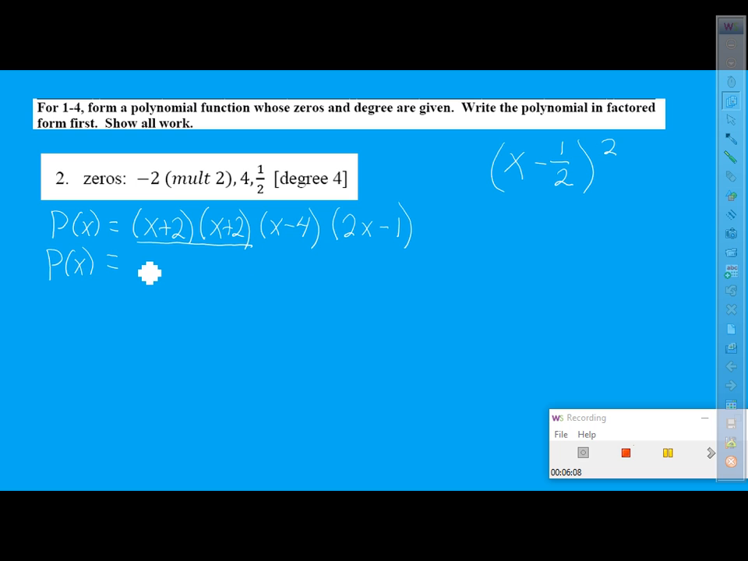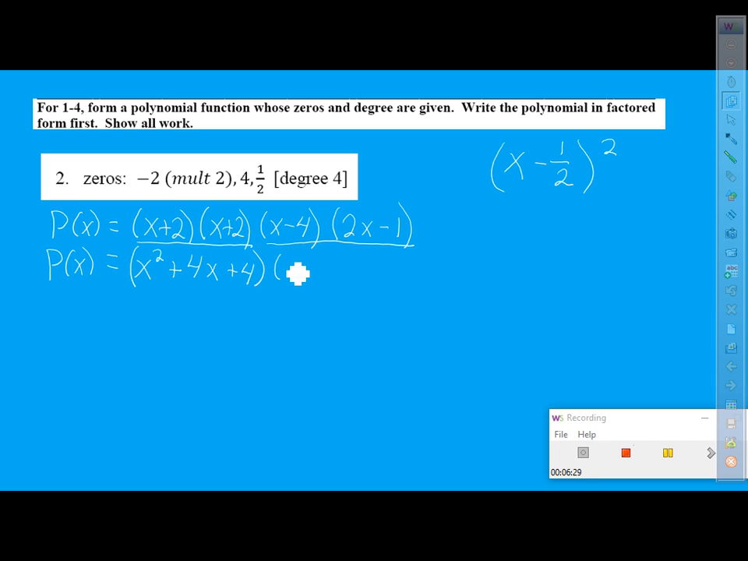When I start FOILing this out, I'm going to get x squared plus, I've got a 2x plus another 2x, so I got 4x plus 4. I skipped a step on you there. I went 2x and another 2x to get the 4x. Now while I'm here, I'm going to go ahead and multiply these two together.